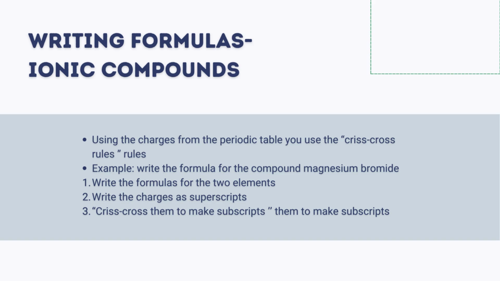Then you want to write the symbols for each element with their corresponding charges as superscripts. In this case, the symbols are Mg and Br, and the charges are positive 2 and negative 1. Next, crisscross the charges to make subscripts. This means that the absolute value of the charge of one element becomes the subscript of the other element, and vice versa. So for the formula for magnesium bromide, we would get MgBr2. Remember to simplify the subscripts, if possible, by dividing by the greatest common divisor.